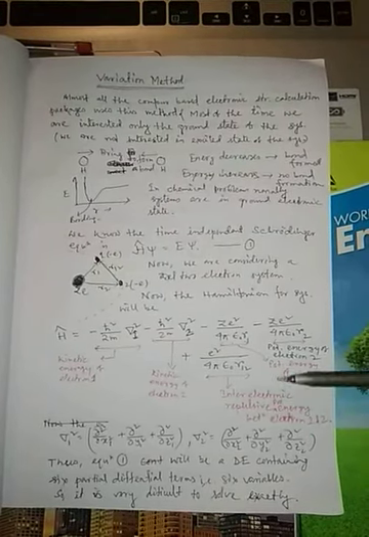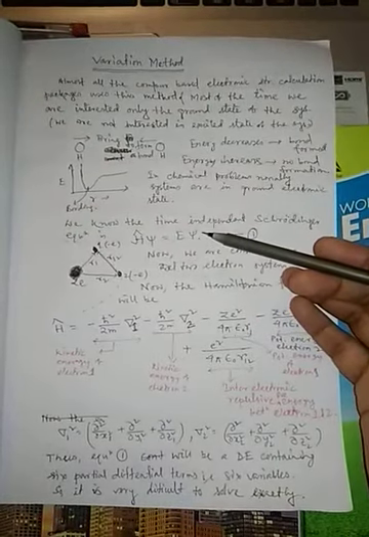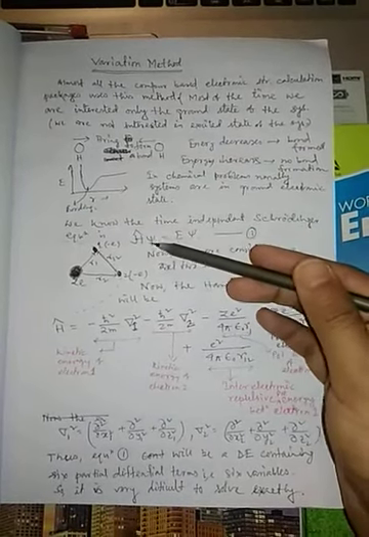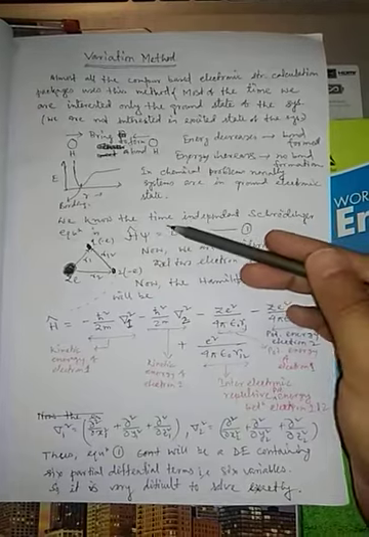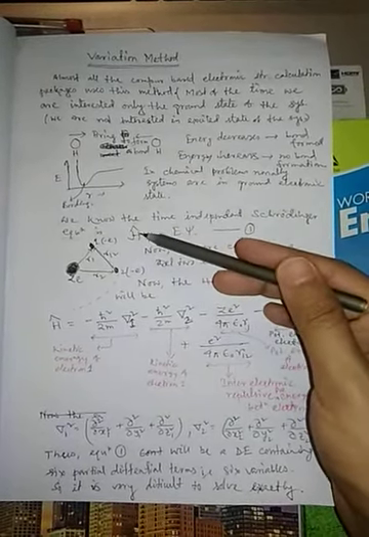Okay, so we know that the time-independent Schrödinger equation for a system is H psi equals E psi. E is the energy of the system and H is the Hamiltonian for the system.